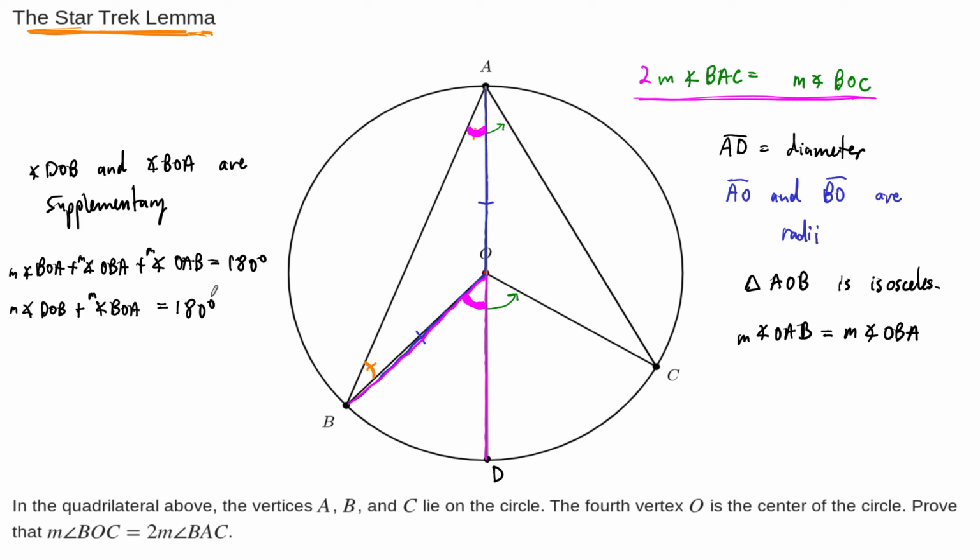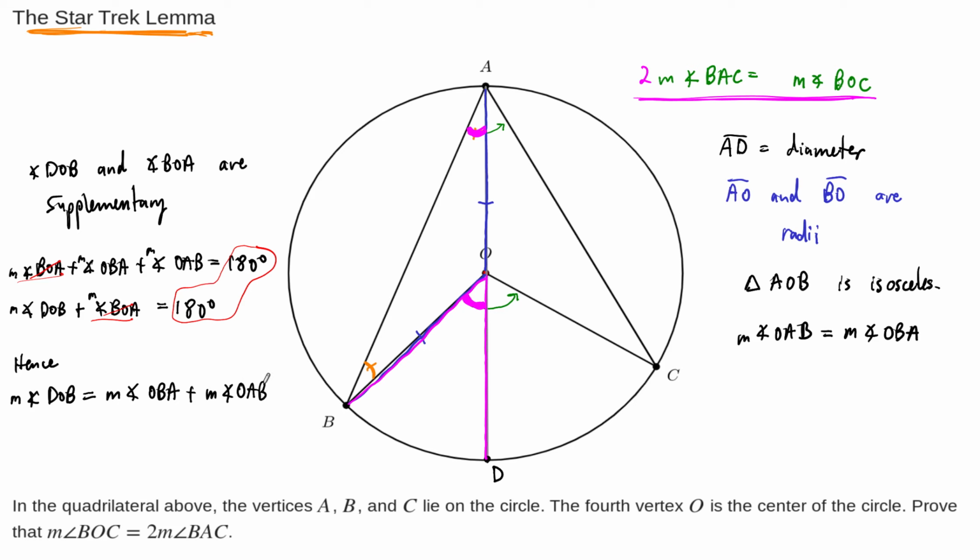And so now we just compare. We've got these two statements that both have to equal the same thing. So we set them equal to each other, right? And when we do so, we see that they both have the measure of angle BOA in common. And so what we end up with here is that the measure of angle DOB must equal the sum of the measures: the measure of angle OBA plus the measure of angle OAB.